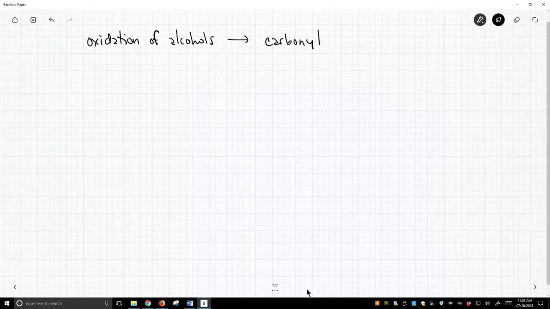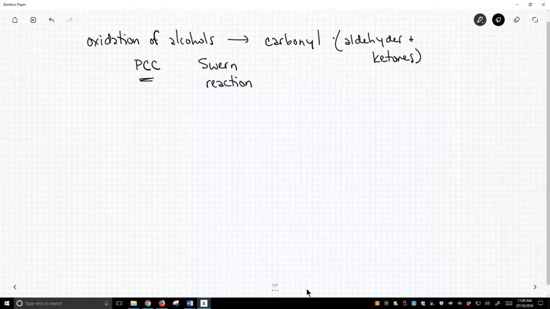Okay, so let's look at how this works. There are two reagents that I'm going to focus on here. We'll add more reagents later in the course, but there are two common reagents. One is called PCC, and the other is called the Swern reaction. The Swern reaction, or Swern oxidation, is actually not one reagent. It's a whole set of reagents, but they both accomplish the same task. PCC oxidizes alcohols to carbonyls, specifically aldehydes and ketones. And the Swern oxidation also performs this oxidation.